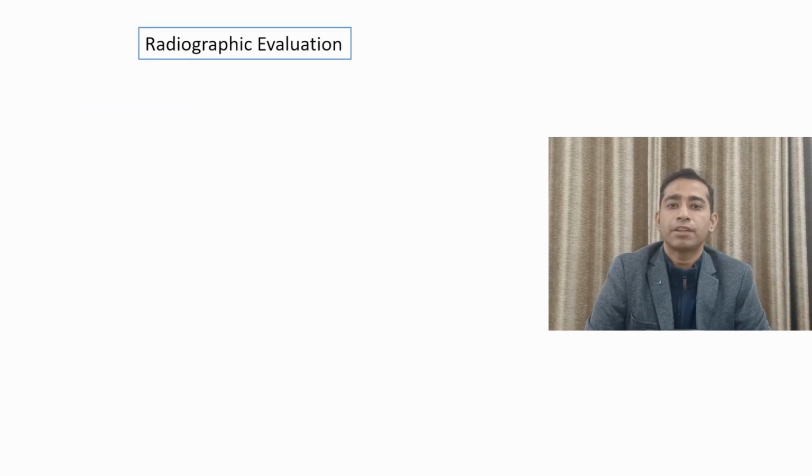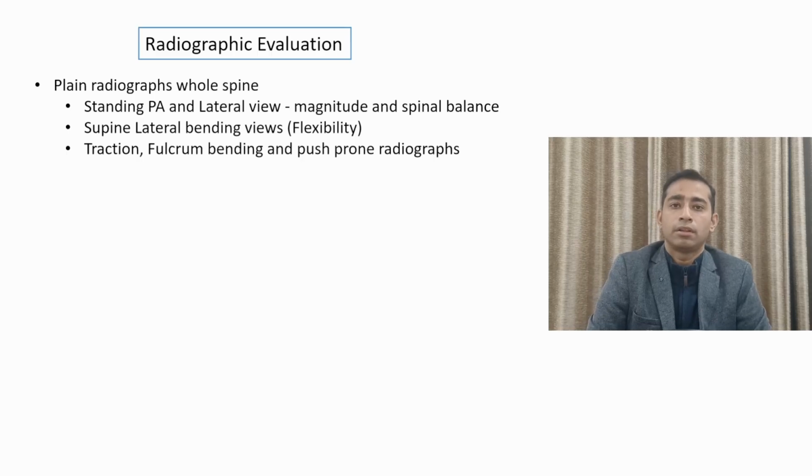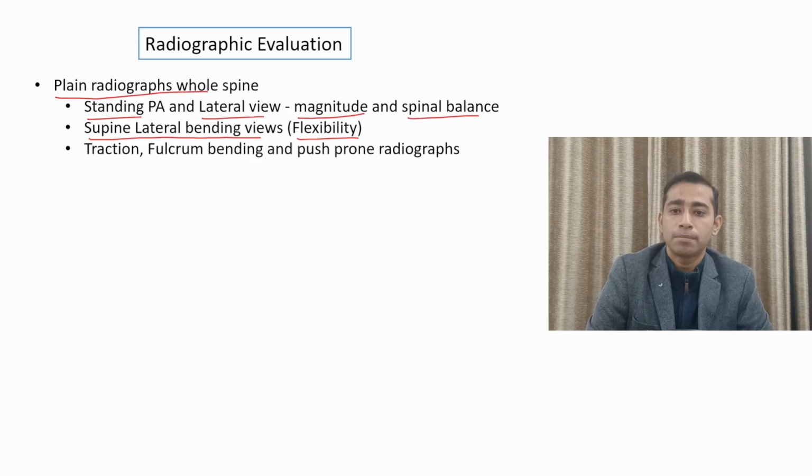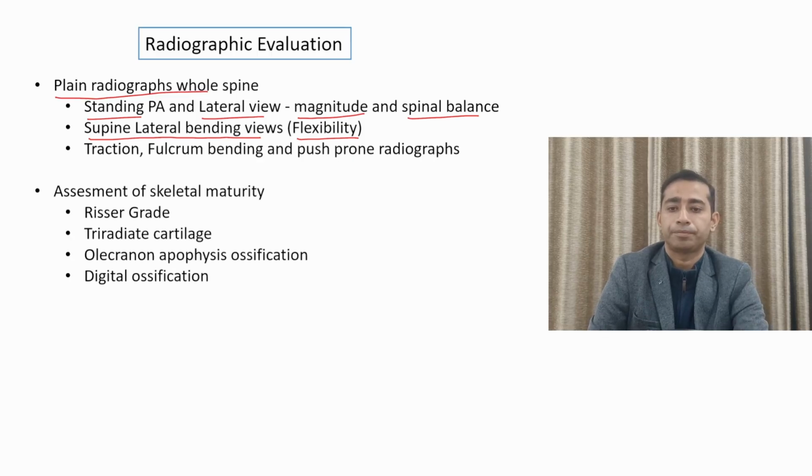Coming to radiographic evaluation, we get plain radiographs of the whole spine in standing, PA and lateral view. This helps us to gauge the magnitude of the deformity and the spinal balance in coronal and sagittal plane. We also get supine lateral bending films to assess the flexibility of the curves on the convex side bending films. Some additional optional films are traction films, fulcrum bending films, and push prone radiographs to assess flexibility of the curve.